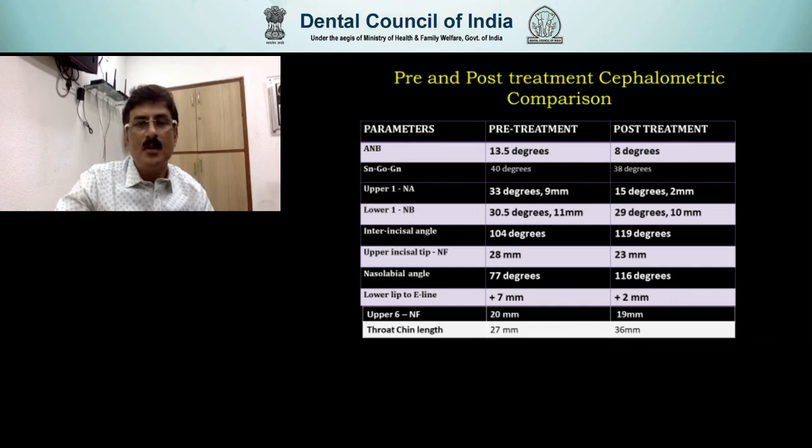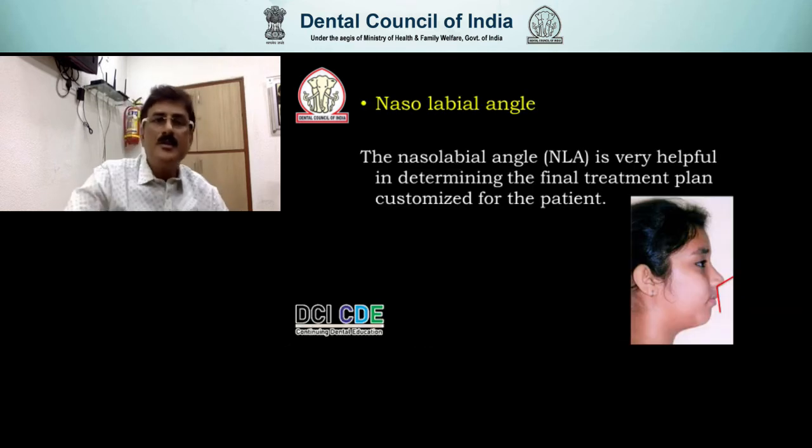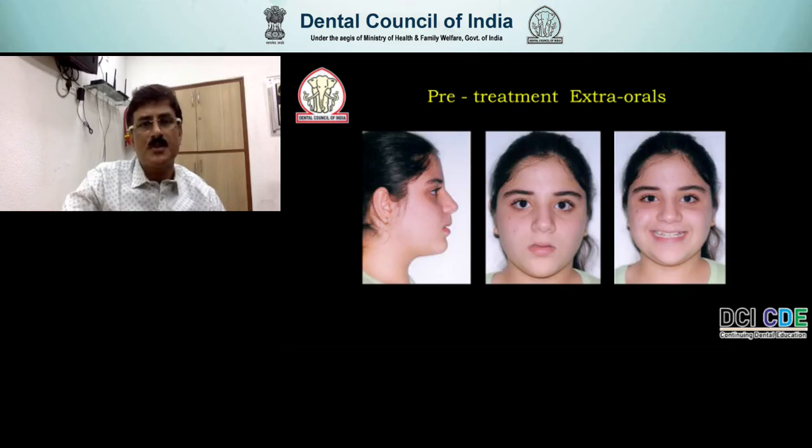That's the superimposition, which shows increased ramal growth, movement of the maxilla in a horizontal direction, the pogonion, and the upper anteriors retracted and intruded. We also took care of the wedge effect by extracting the lower premolars, the upper first premolars and the lower second premolars in the extraction pattern. Another important entity is the nasolabial angle, which is very helpful in determining the final treatment for the customized patient.